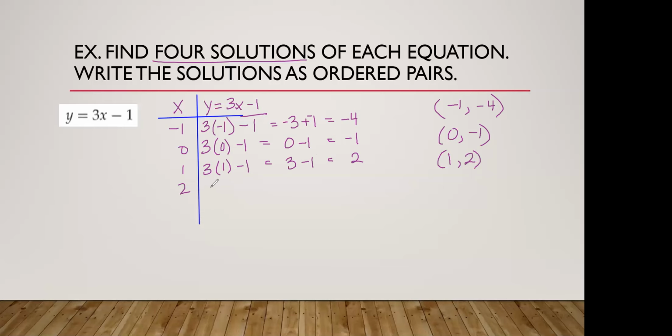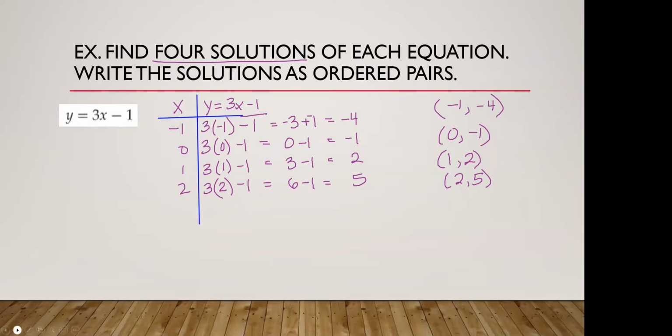And then finally, our fourth value is going to be 2. So I plug in 2 for x, minus 1. 3 times 2 is 6. 6 minus 1 is equal to 5. So when x is 2, y is equal to 5. Okay?